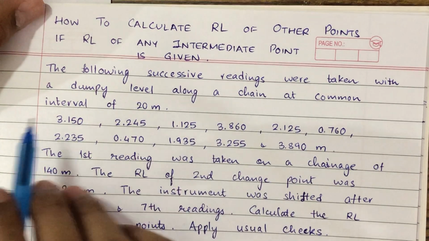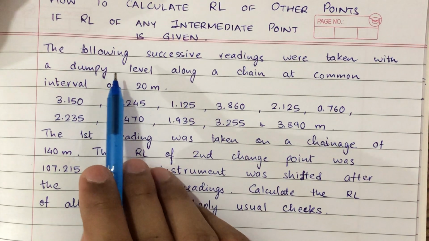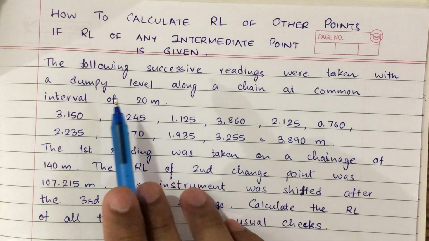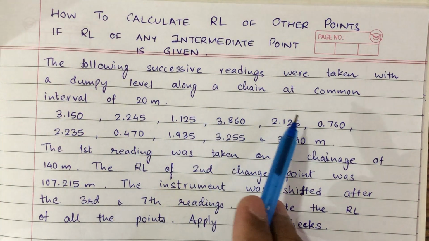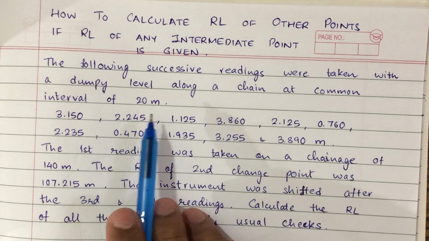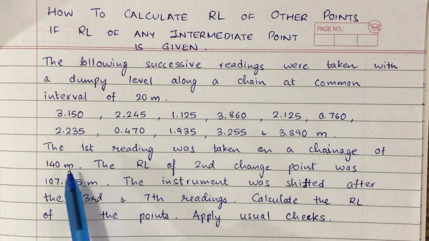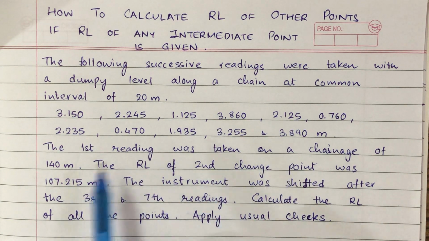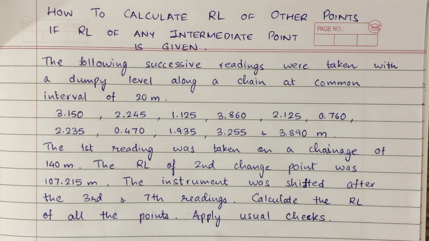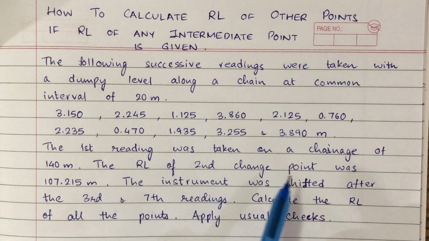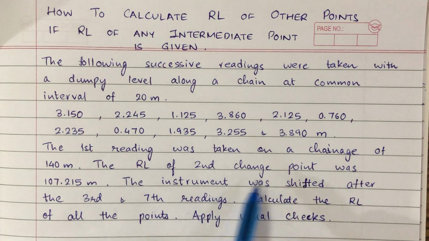So a problem is given over here. The following successive readings were taken with a dumpy level along a chain at common interval of 20 meters. These are the readings that is given. The first reading was taken on a chainage of 140 meter. The RL of second change point was 107.215. Now here RL of first point is not given. Here RL of second change point is given. Please keep this thing in mind.